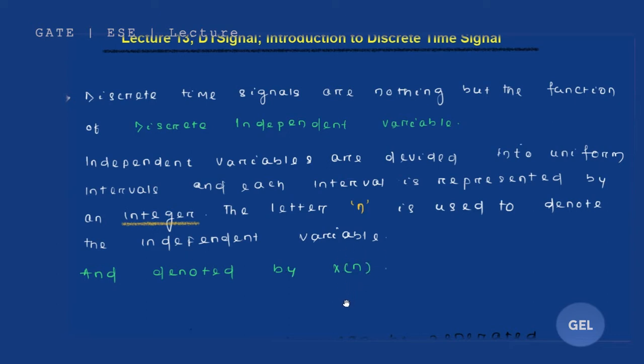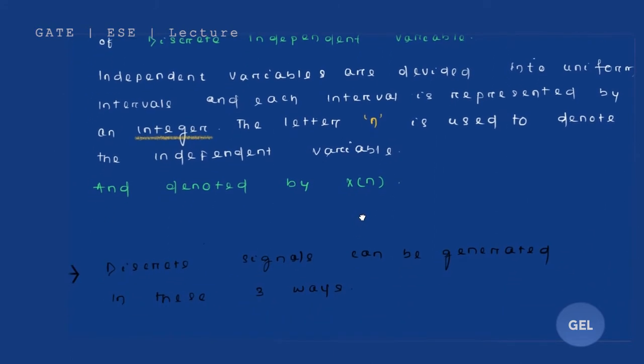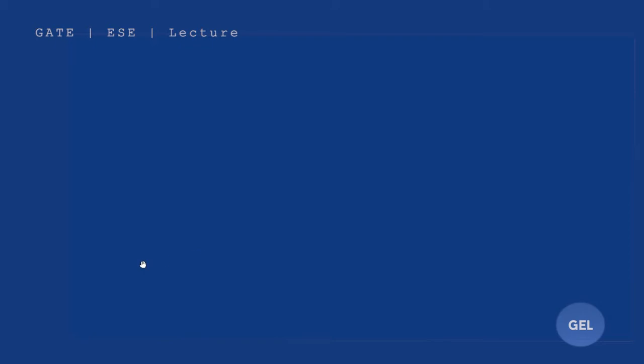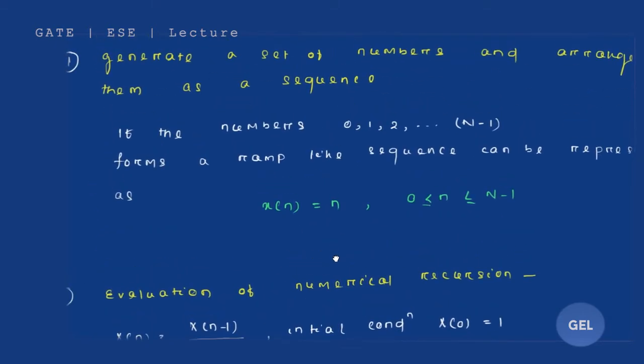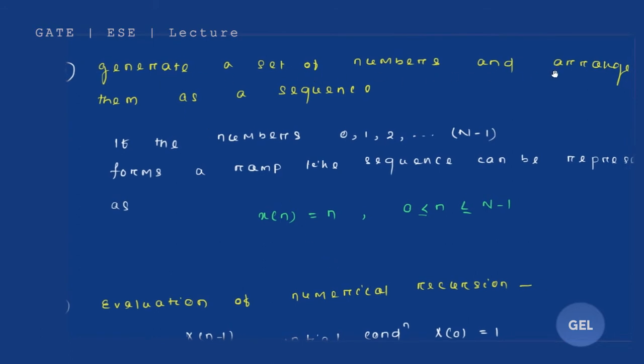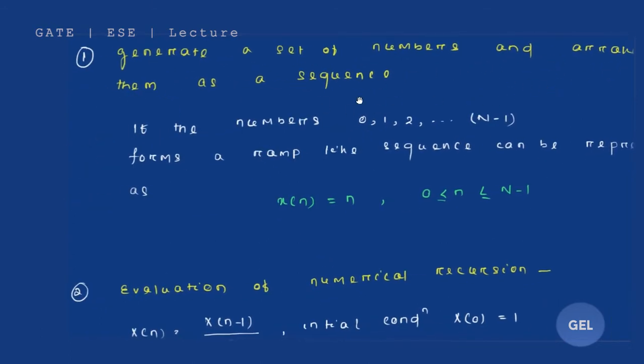Now let's get into the detailed analysis of this definition. Discrete signals can be generated in three ways. Let's discuss this definition through these three ways. The first way is to generate a set of numbers and arrange them as a sequence. That means you generate numbers like 0, 1, 2, 3, 4 up to n-1. Why n-1? Because we have included 0 here and we are counting it also.